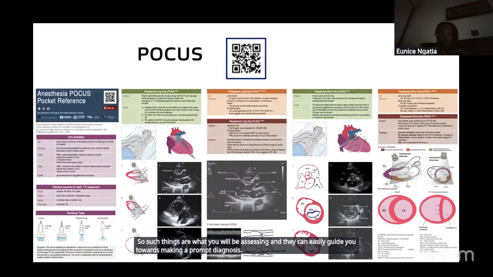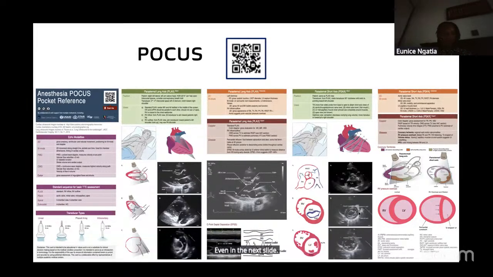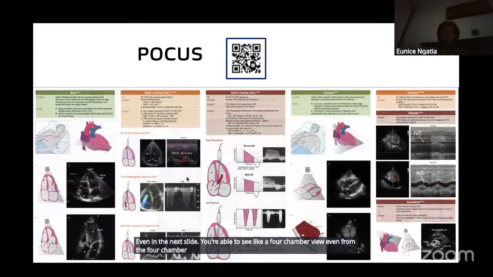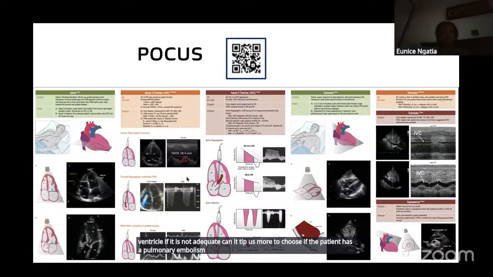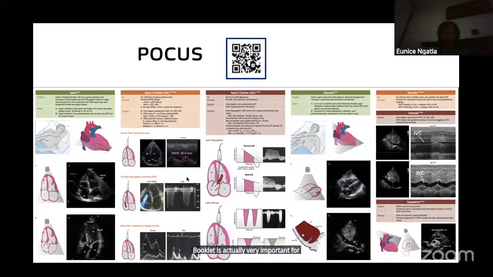In the next slide, you're able to see a four chamber view. From the four chamber view, you can see the contractility of the heart, and we're able to measure the systolic function of the right ventricle. If it is not adequate, it can tip us more to choose whether the patient has a pulmonary embolism, or whether there is a regurgitation in a patient with a valve issue. So this whole booklet is very important for you to get a differential diagnosis.